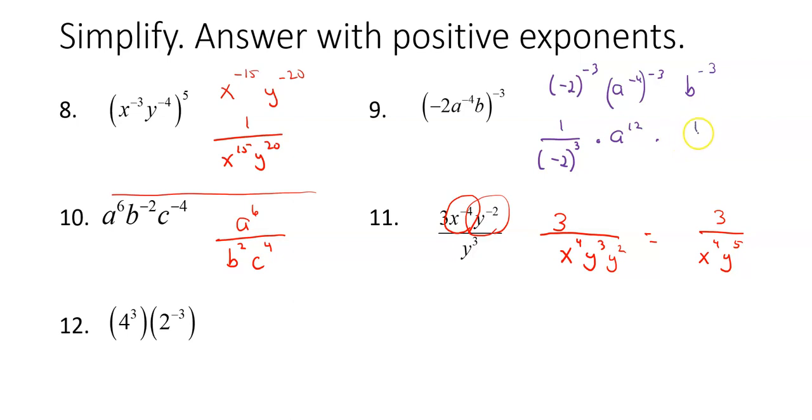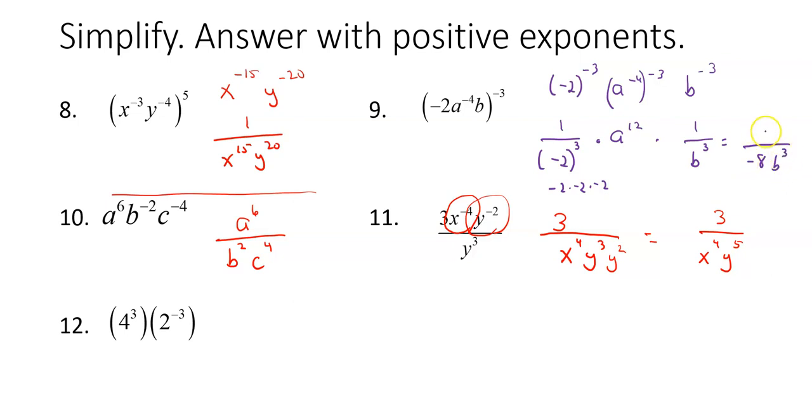And then b to the negative 3rd, drop it down to the bottom, change the sign. How do I simplify this? Well, negative 2 to the 3rd means negative 2 times negative 2, which is 4, times negative 2 is negative 8. So on the bottom of my fraction, I've got a negative 8. I've also got a b cubed.